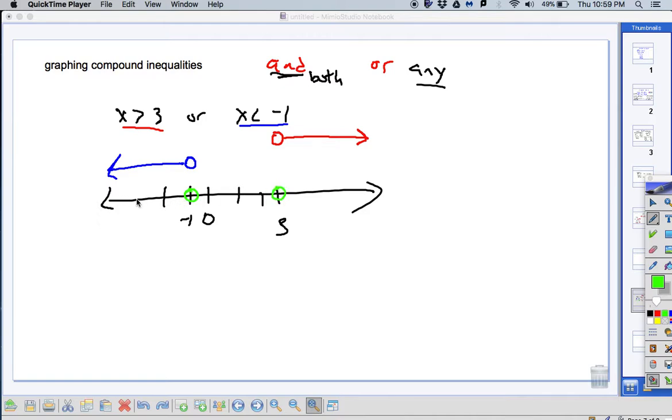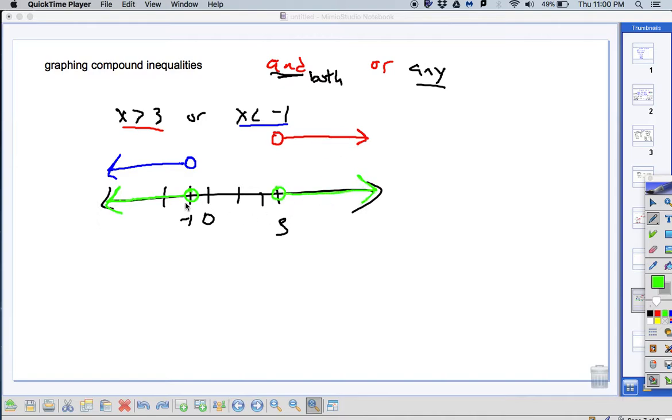To the left of -1, the question is, does any solution exist? And the answer is yes. This blue one exists, so we're going to keep it as part of our solution. Between -1 and 3, do any solutions exist? No. There's no blue, there's no red, so there are no solutions here. To the right of 3, do any solutions exist? Yes. This red one exists, so we're going to keep it.